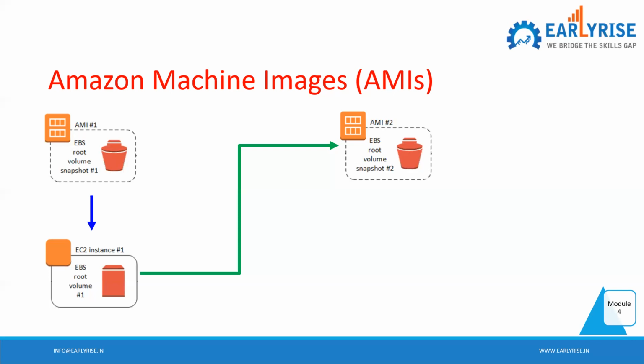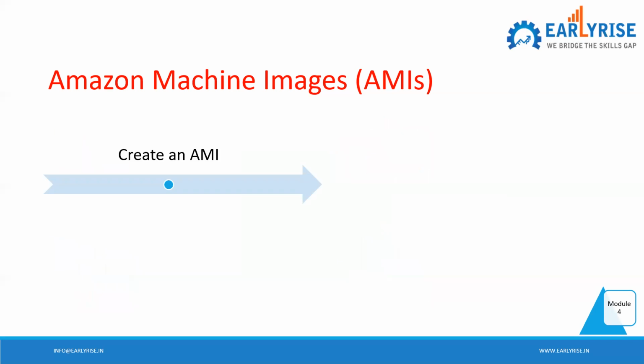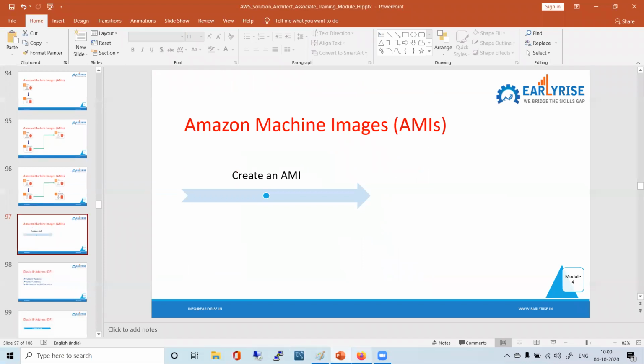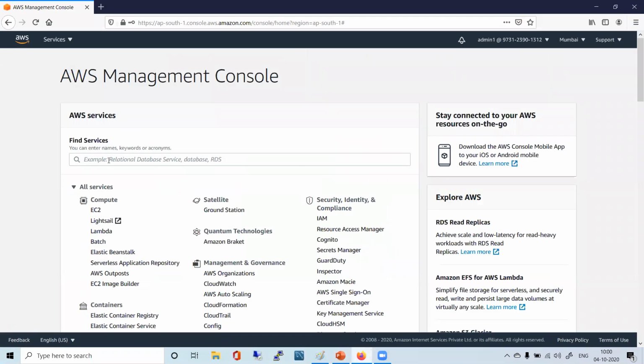The minimum snapshot that it should have is what? Root volume snapshot. Got it? The minimum snapshot that should be associated with one particular AMI is the root volume snapshot. That snapshot will be associated with that. Now, from AMI, you can create an instance. From an instance, you can create an AMI. So it goes like that, right? Let's create an AMI. I hope that will clarify all the doubts that you may be having.